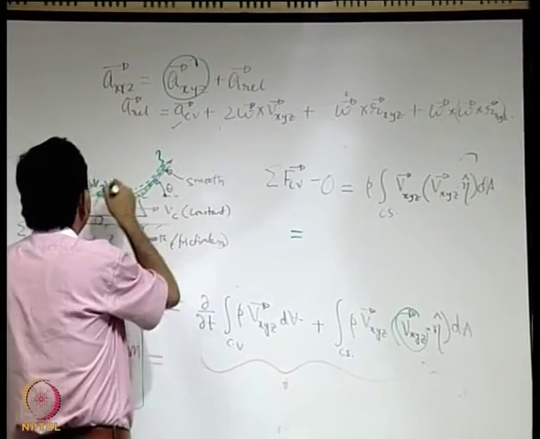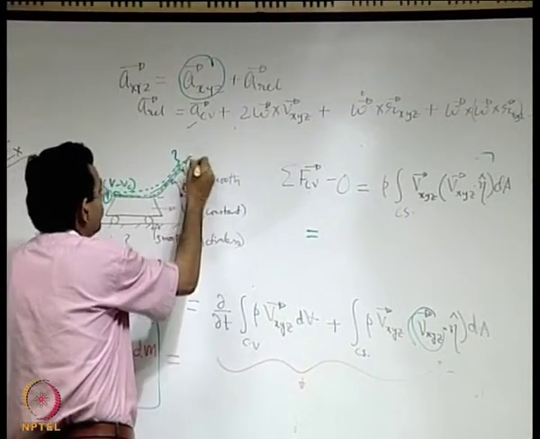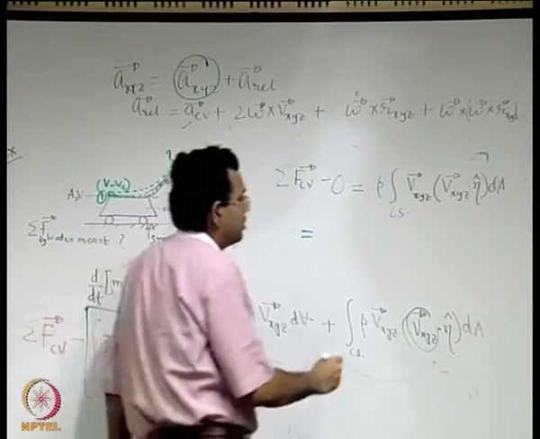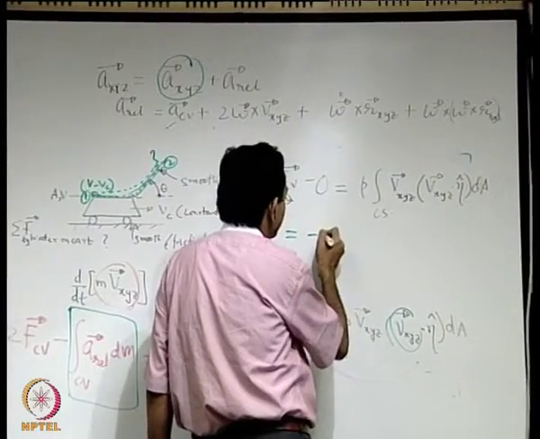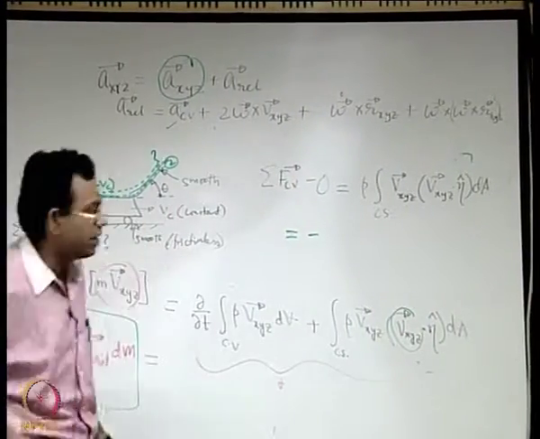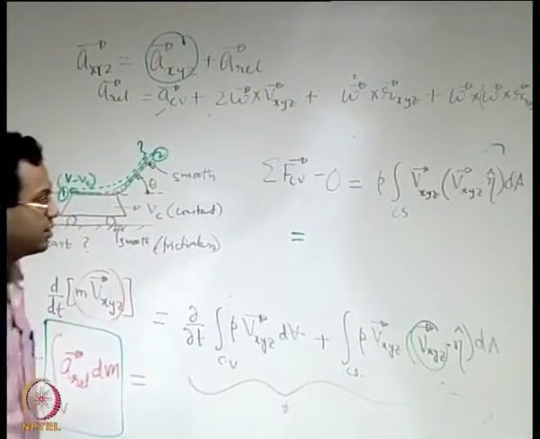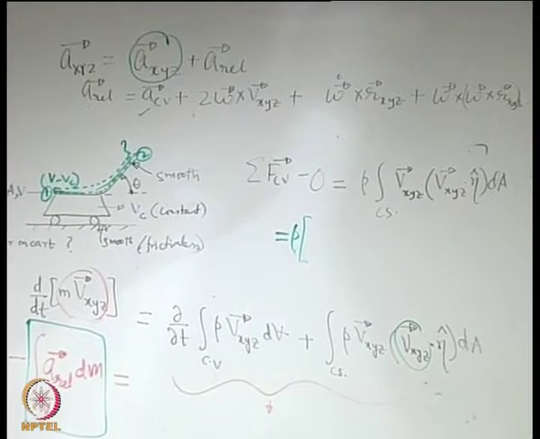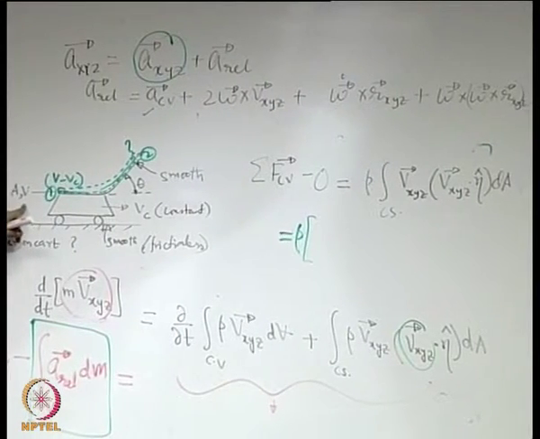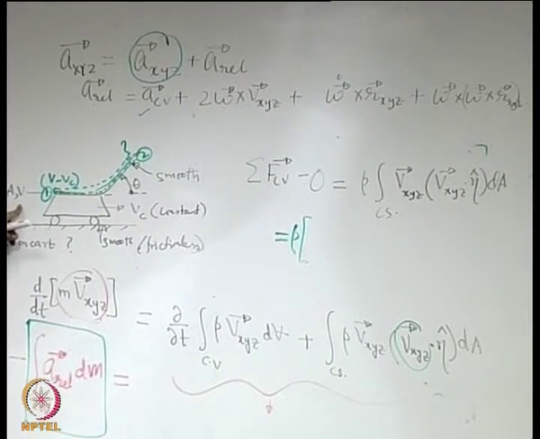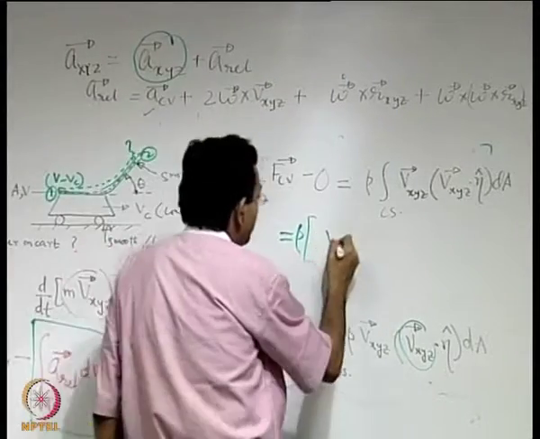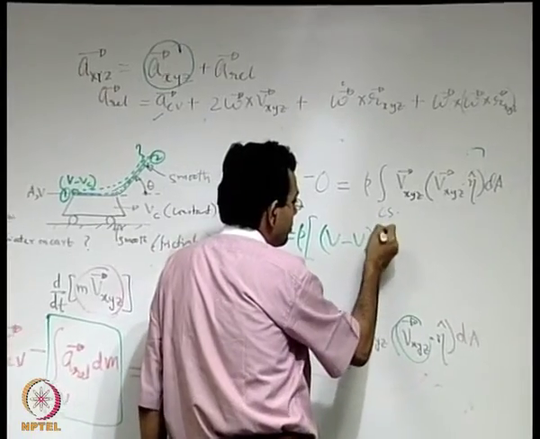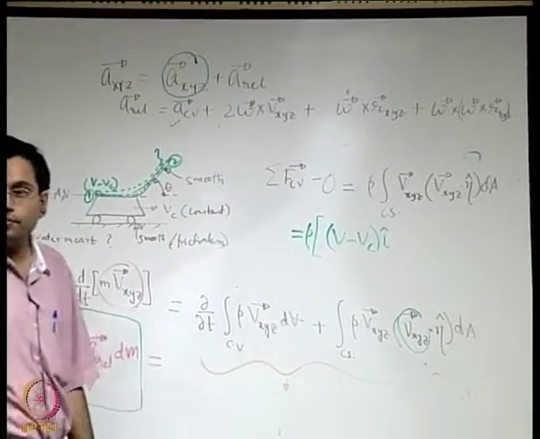So, there are two boundaries, flow boundaries 1 and 2. First let us write for 1. So, for the flow boundary 1, minus rho, okay, first let us write plus, minus sign we will see inside, rho, then what is v small xyz here, let us write it in a vector form. So, that is V minus Vc i cap.